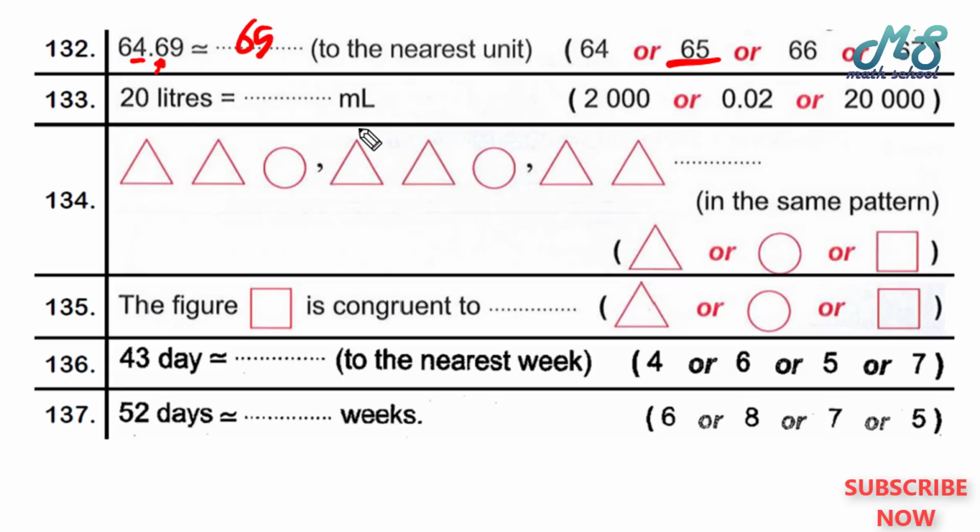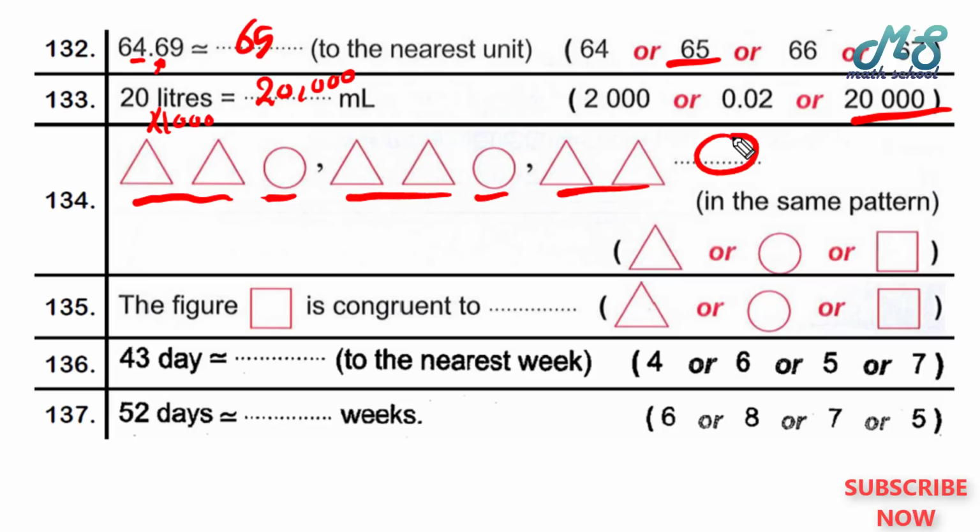20 liters equals how many milliliters? Just multiply by 1000. 20 times 1000 equals what? Equals 20,000 milliliters. So the correct answer is 20,000 milliliters. Next he gives me a visual pattern. Double triangle, circle, double triangle, circle, double triangle, so what is missing will be a circle. So the answer will be circle.